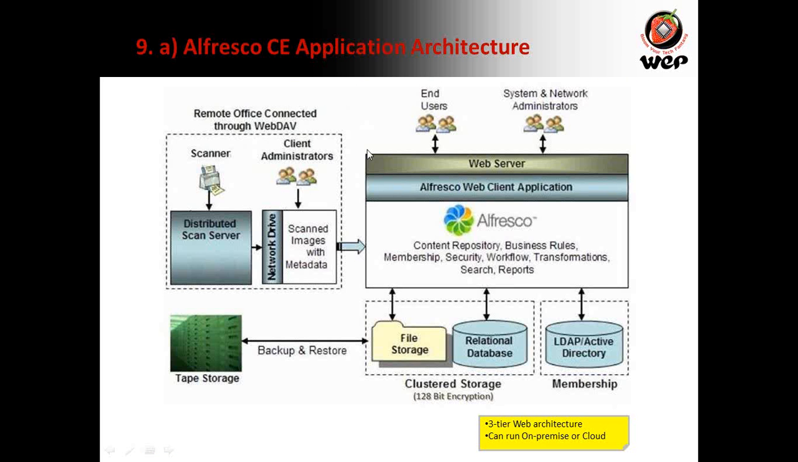In terms of the architecture, the Alfresco platform is a 3-tier web architecture. It can run both on-premise and on the cloud. It synchronizes with Active Directory. It has a relational database. It has a splendid file storage architecture. And of course, at the client side, where one needs ad hoc scanning, it has the interface to provide for one-off ad hoc scanning other than the bulk scanning that comes from a back office process.